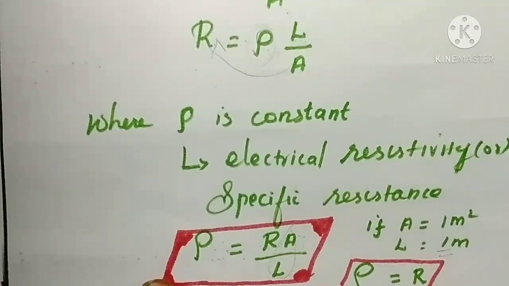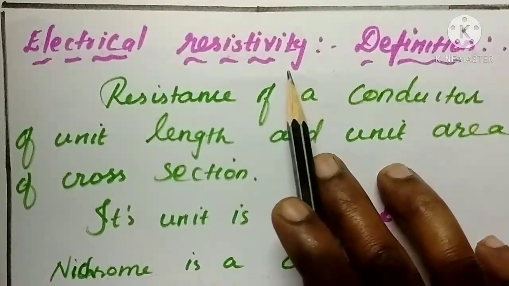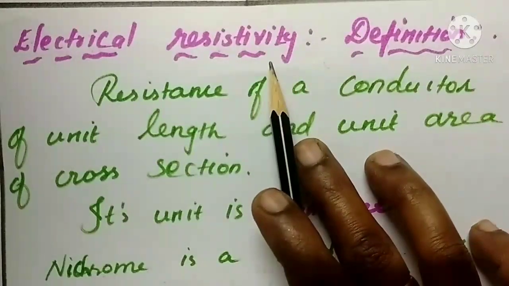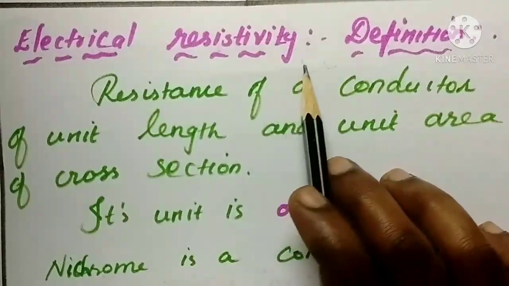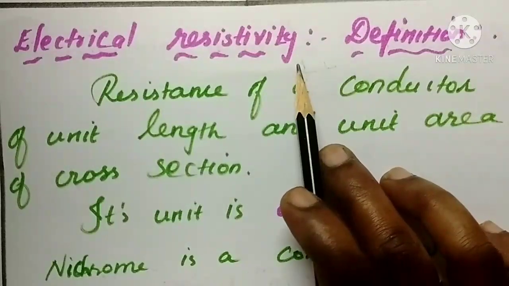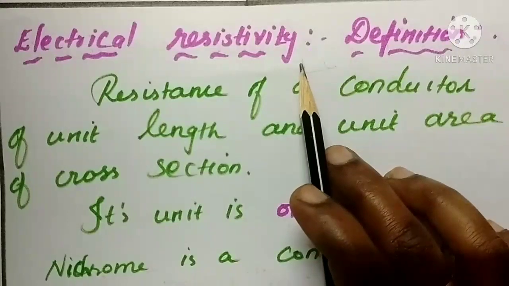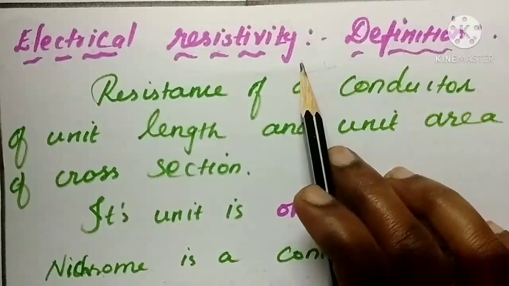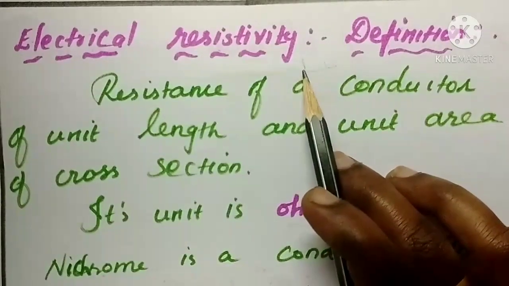Now we are going to learn the definition of electrical resistivity. You all studied what electrical resistivity means, isn't it? Electrical resistivity is directly proportional to the length of the conductor and inversely proportional to the area of the cross section of a conductor. And we also learned the formula. What formula did we learn? Yes, electrical resistivity rho is equal to R A by L.